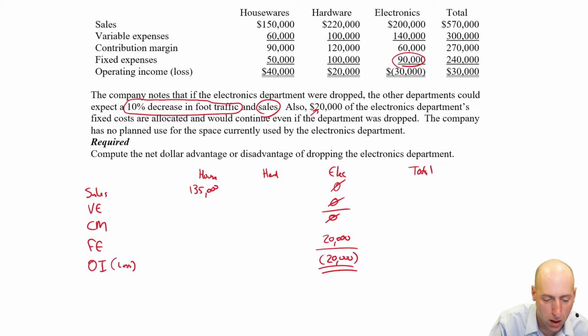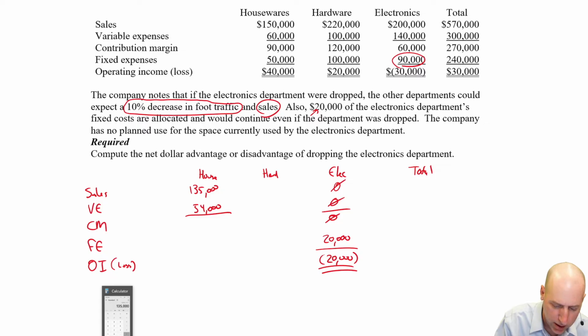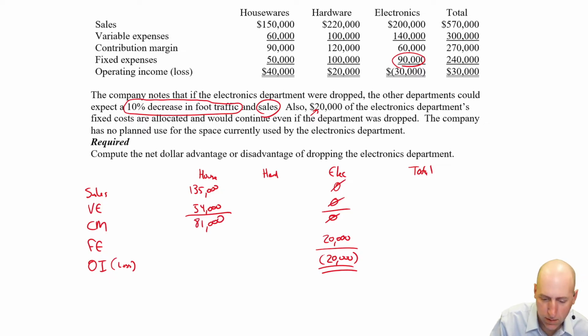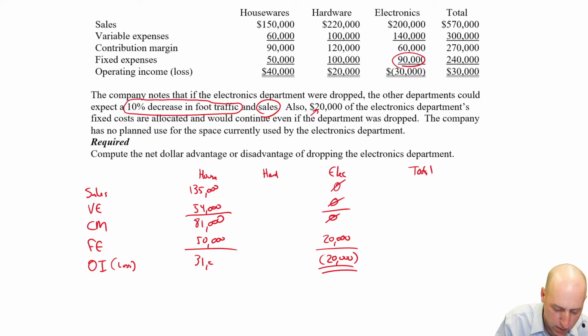10% off our variable expenses would be 10% of 60 is 6. So 60 minus 6 is 54,000. 135 minus 54. Good grief, I can't do this in my head here. I think I can actually. 81. Fixed expenses, 50,000. 81 minus 50 gives us 31,000 in operating income in housewares.